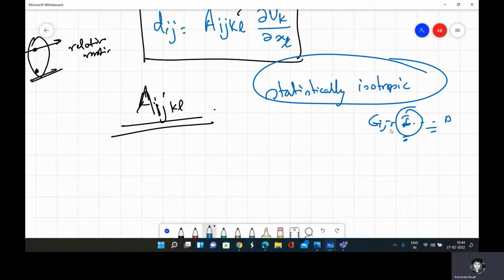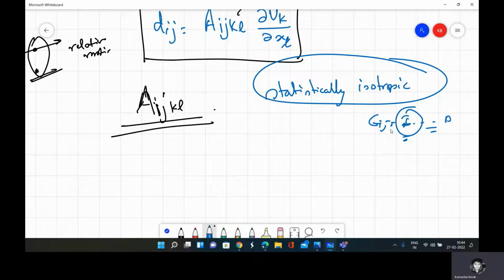That is an isotropic fluid. That is not any isotropic matrix. We are not considering an isotropic matrix there. Dij is not an isotropic matrix. But for an isotropic fluid, the deviatoric shear stress generated by the velocity gradient is independent of the orientation.